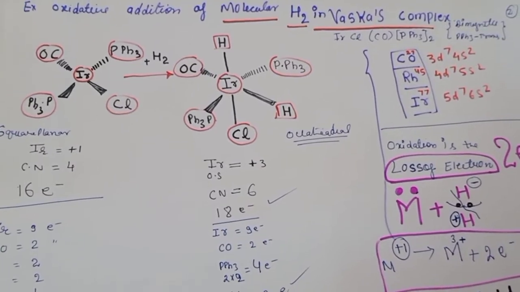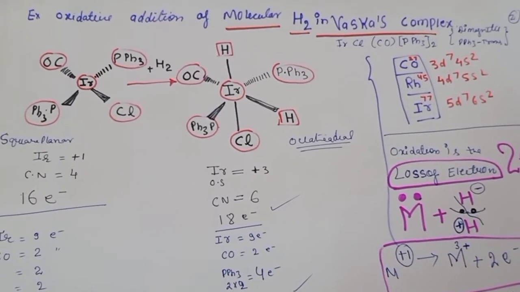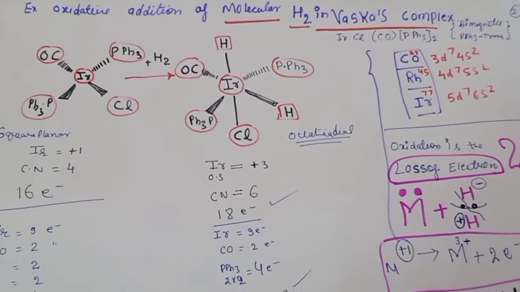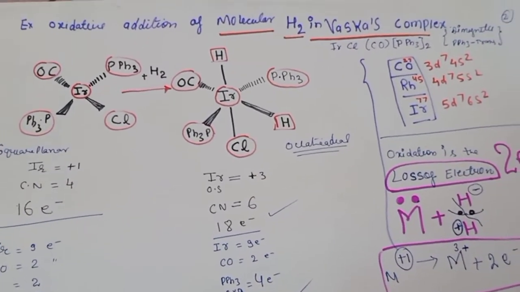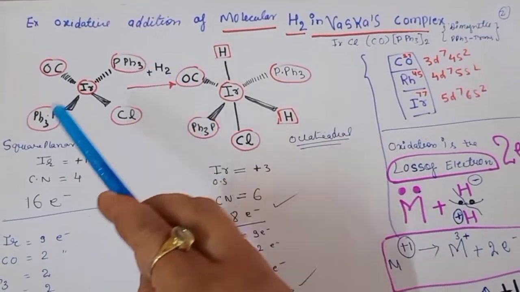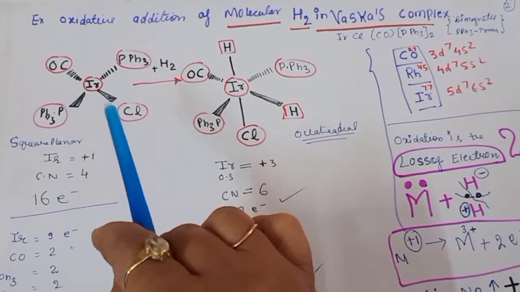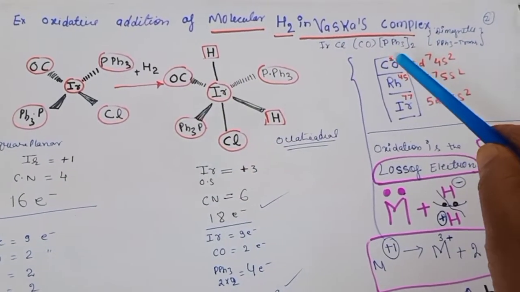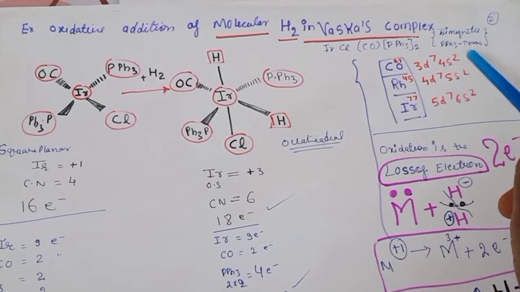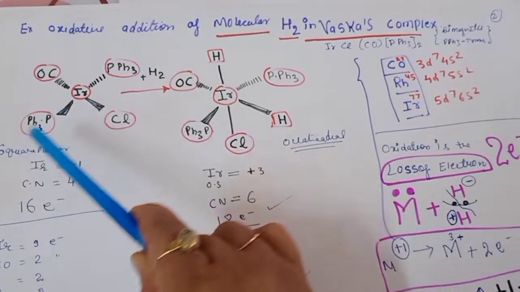Let us see one example. Here we are talking about the addition of molecular hydrogen to Vaska's complex. So this is our Vaska's complex, with triphenylphosphine ligands, one carbonyl and this Cl, chlorine ligand. Here this is a diamagnetic complex, and these two phosphine groups are always trans to each other.